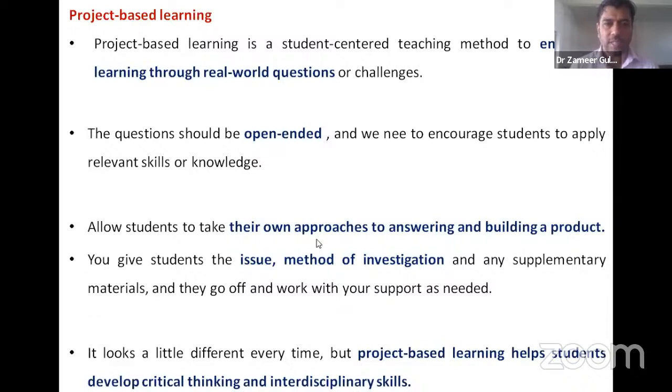Whether the project is small or not, the main thing is that we have to make it student-centric, so that the student will feel more interested, that he has done something.